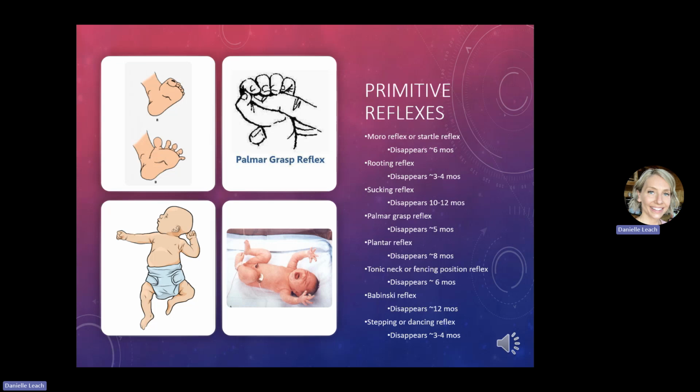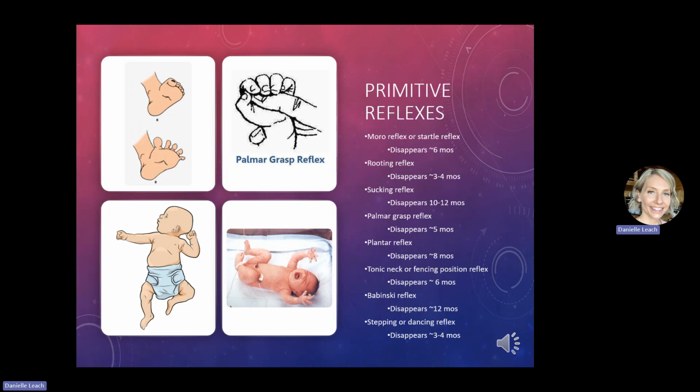The sucking reflex, we all know what that is, but this is the reflex of sucking, so it's not purposeful. Basically, if you stick something in the baby's mouth, like a pacifier or a bottle, the baby will instinctively start sucking. This disappears around 10 to 12 months of age. Of course, babies can still breastfeed after that. Again, it just becomes a purposeful movement at that time.